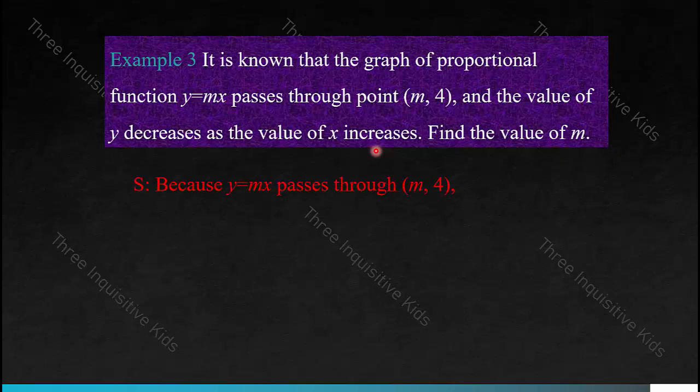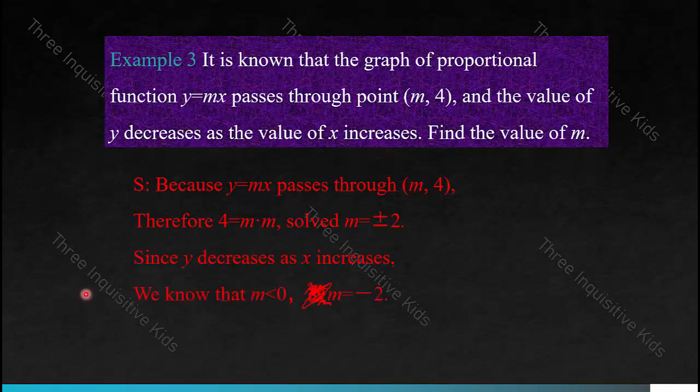Well, because this function passes through (m, 4) and it is a proportional function, it also has to pass through the origin (0, 0). Therefore, 4 is equal to m times m, solved m is equal to positive or negative 2. Because remember, negative 2 times negative 2 also works. And since y decreases as x increases, we know that m is less than 0. So m has to be equal to negative 2.